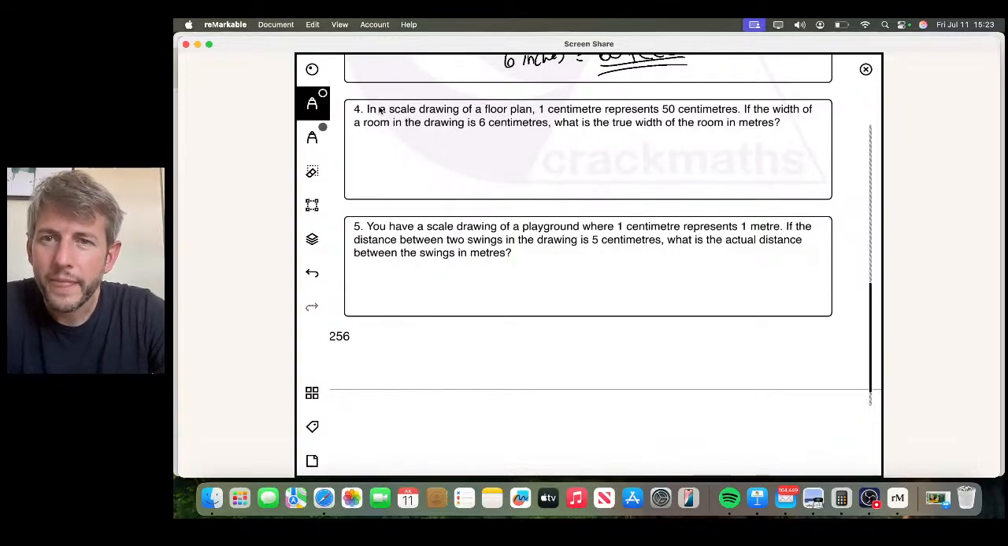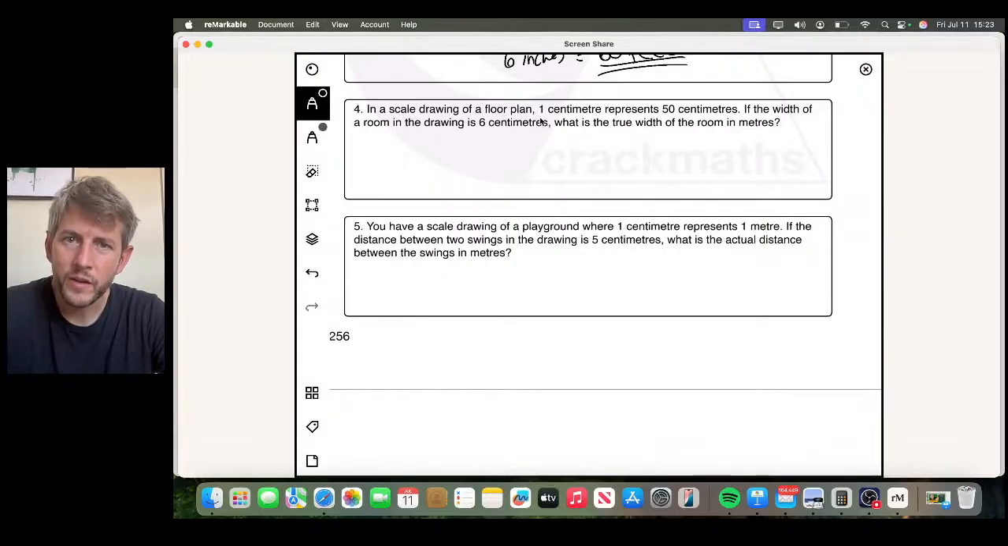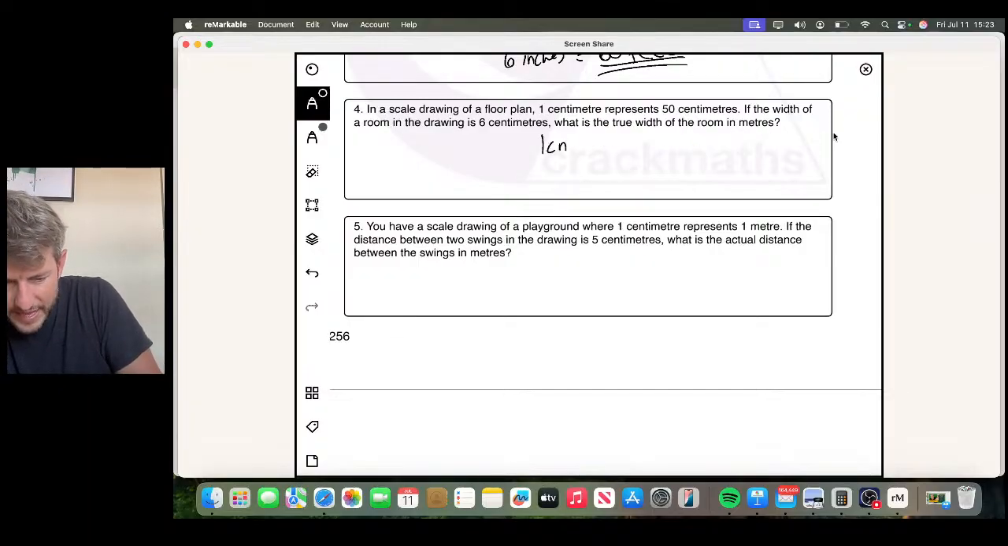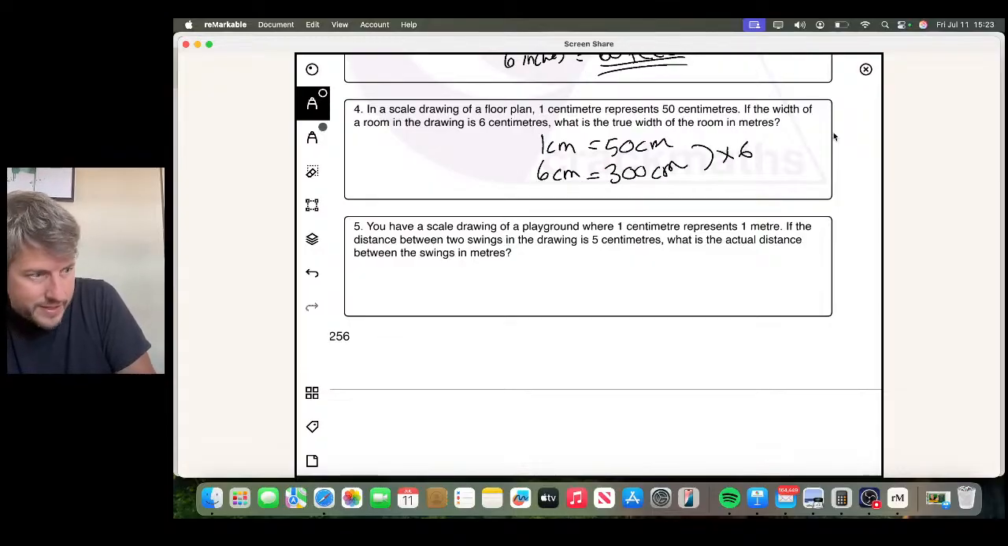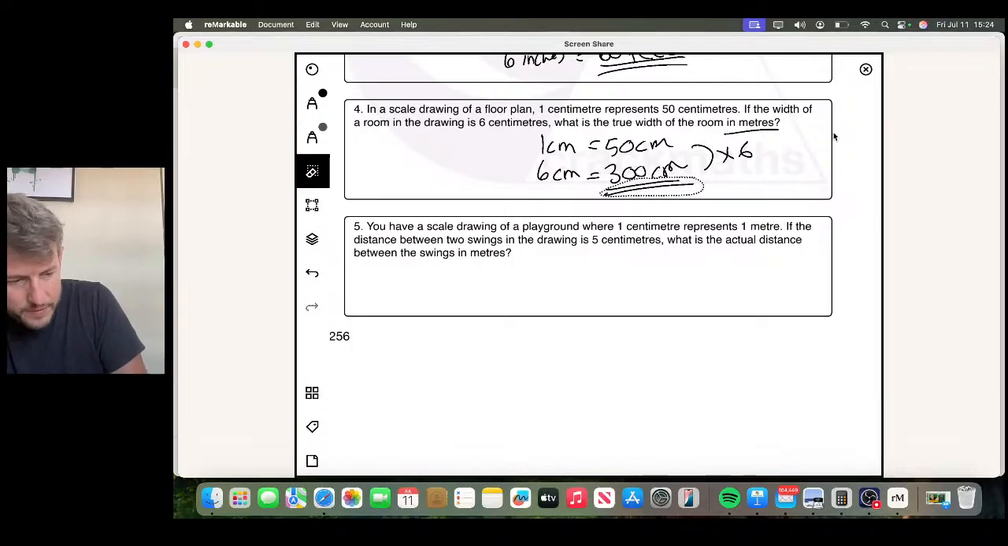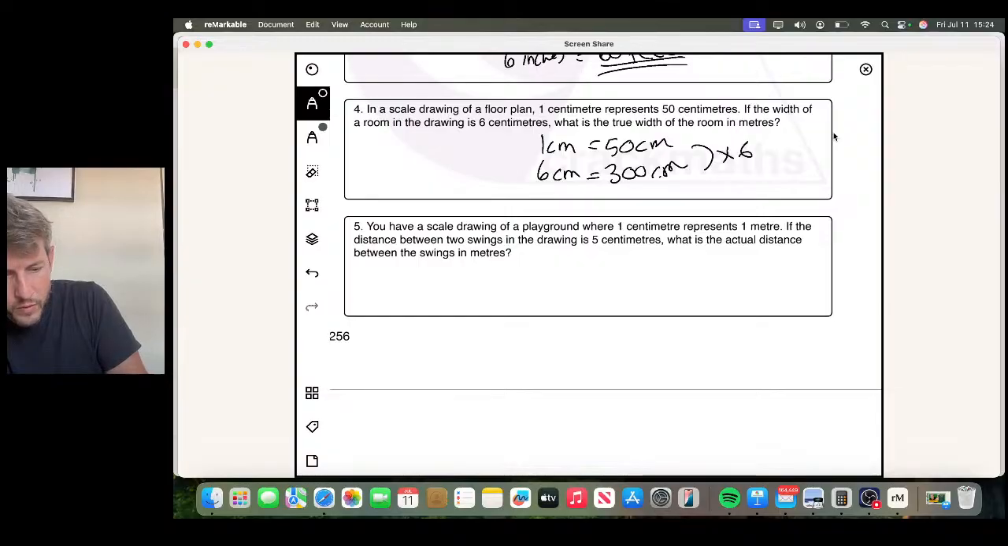Question 4. In a scale drawing of a floor plan, 1 centimetre represents 50 centimetres. If the width of a room in the drawing is 6 centimetres, what is the true width of the room? So we're talking about 1 cm equals 50 cm. So we've got 6 cm, so that's this times 6. So 50 times 6 is 300 centimetres. There we go. Oh, what is the true room in metres? So one second, let me get rid of that. That's not the final answer. So equals 3 metres. There we go.